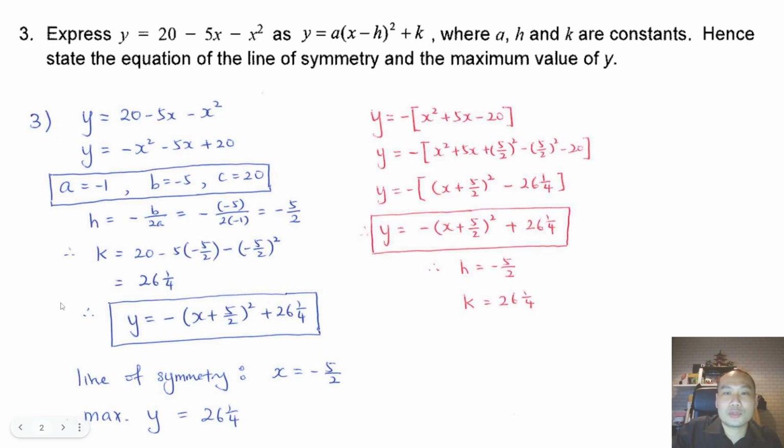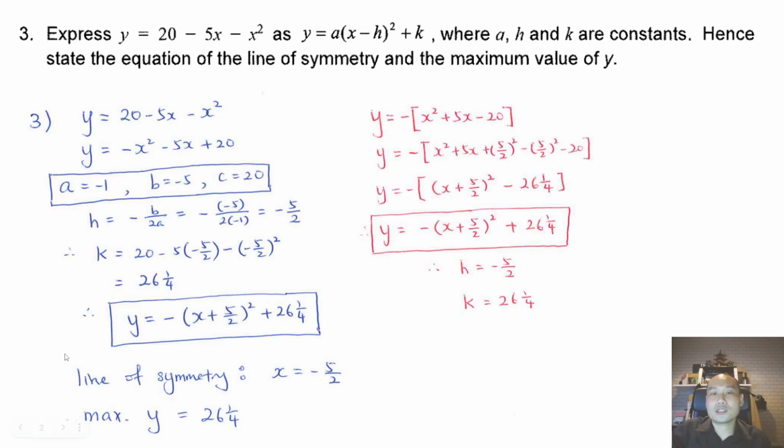Finally, to answer the question, they ask us for the line of symmetry. Well, the line of symmetry is just x equals h, so this is our value for h. And the maximum value of y is actually our k. So just write down the value of k over here.